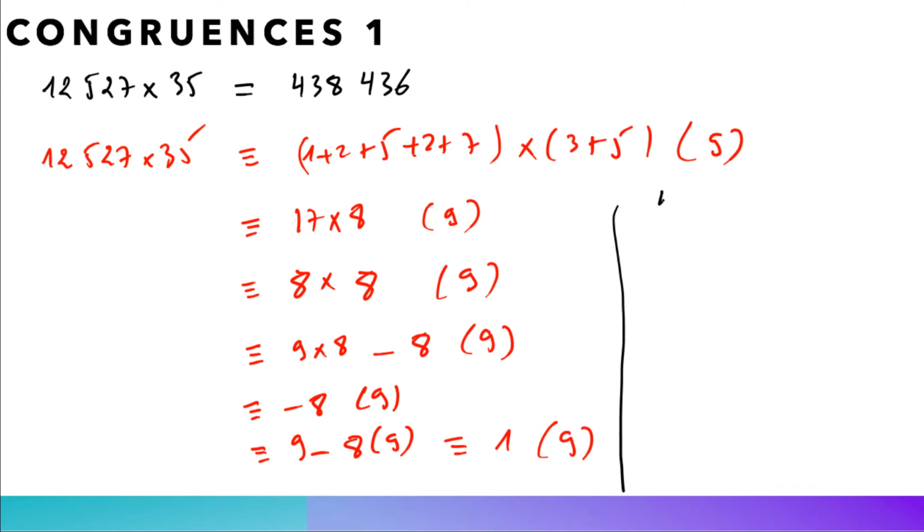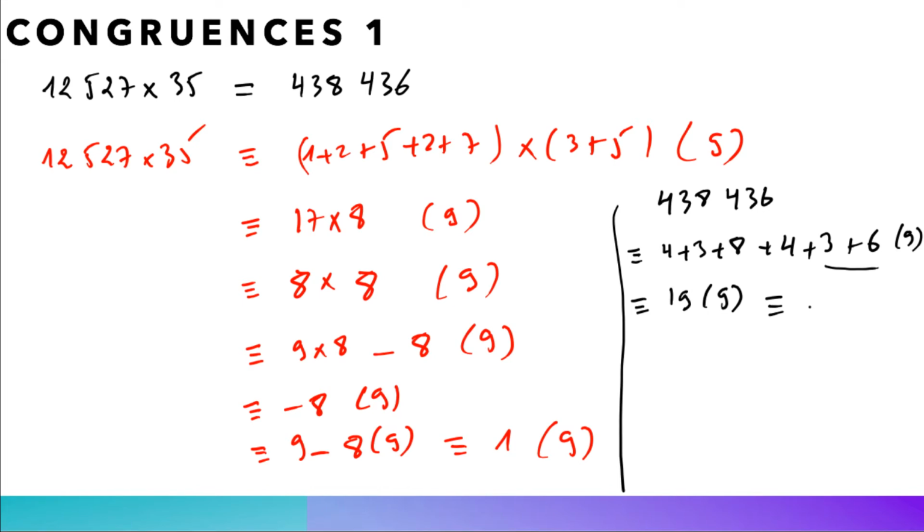On the other hand, 438,436 is congruent modulo 9 to 4 plus 3 plus 8 plus 4 plus 3 plus 6 modulo 9, of course. And from here we see that 3 plus 6 is 9, so this is 0 modulo 9, and the remaining elements sum to 19 modulo 9. 19 modulo 9 is the same thing as 1 modulo 9, because 19 is 2 times 9 plus 1, which is congruent to 1 modulo 9.